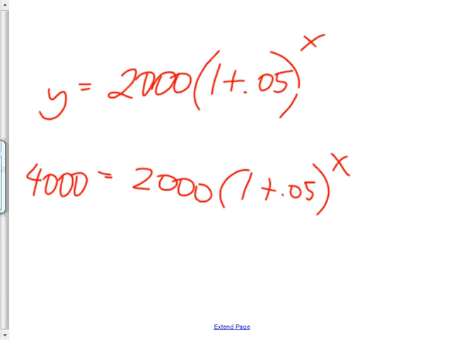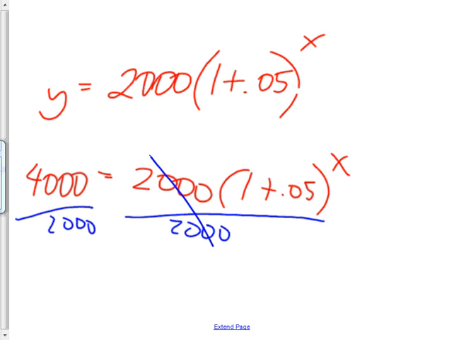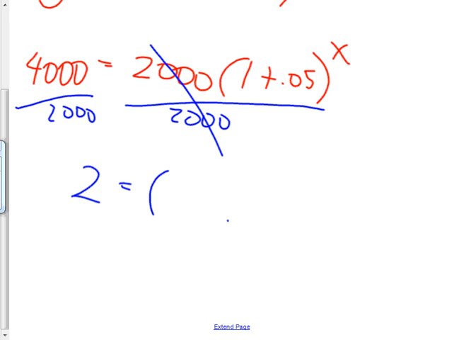And then, how do I solve it? How do I get the clump alone? Divide by 2,000, very good. Cancels that. 4,000 divided by 2,000 is 2, equals 1.05 to the x. And then we still have to solve for this. Now at this point, I can't make those bases the same, and so therefore this one's a tricky one.